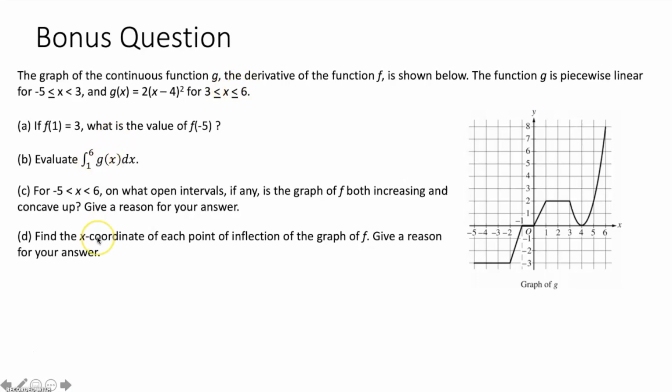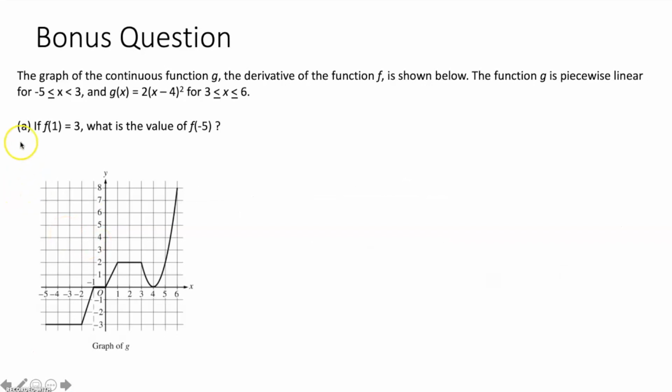Now this question's got 4 parts, so we're going to take it one at a time. We're going to start with A. A says if f of 1 is equal to 3, what is the value of f of -5? So the first and most important aspect of this question is to understand the relationship between g and f. This question says g is the derivative of the function f, meaning g is technically f prime.